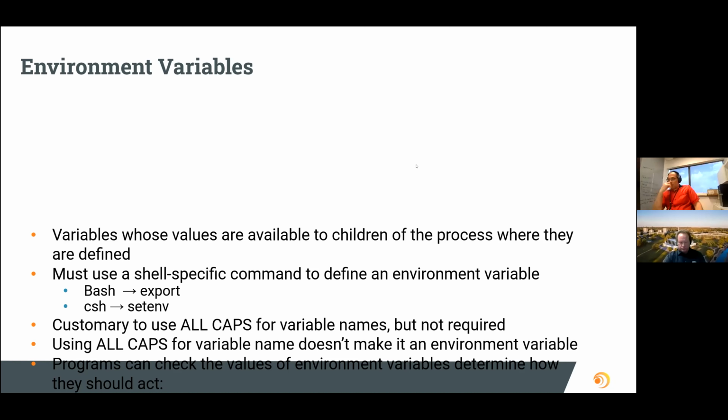Programs can check the values of environment variables to determine how they should act. For example, PATH is a well-known environment variable that tells programs where to look for executables. When we type in a command, it looks to find the actual executable on the disk. The runtime linker will look at LD_LIBRARY_PATH to determine where to look for the libraries it wants to run.